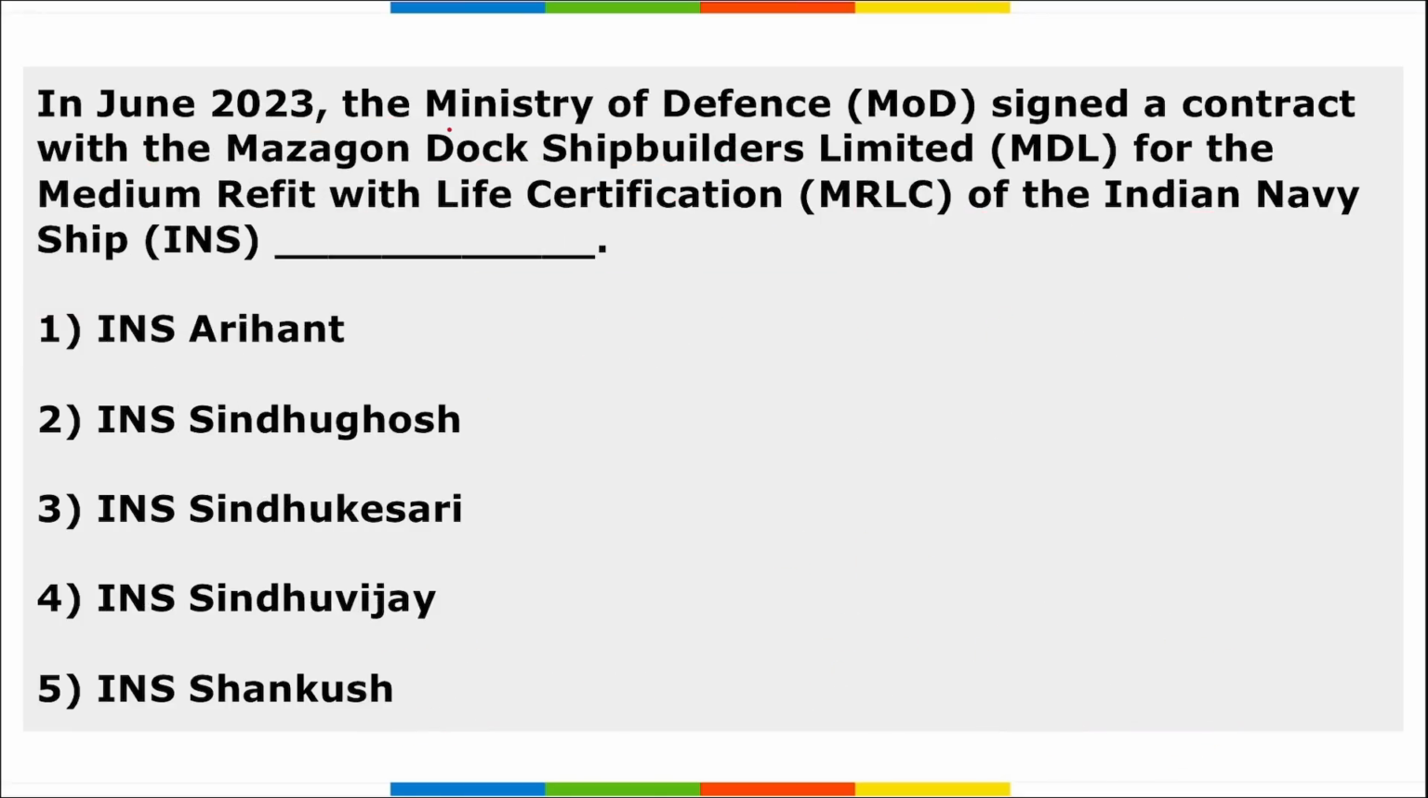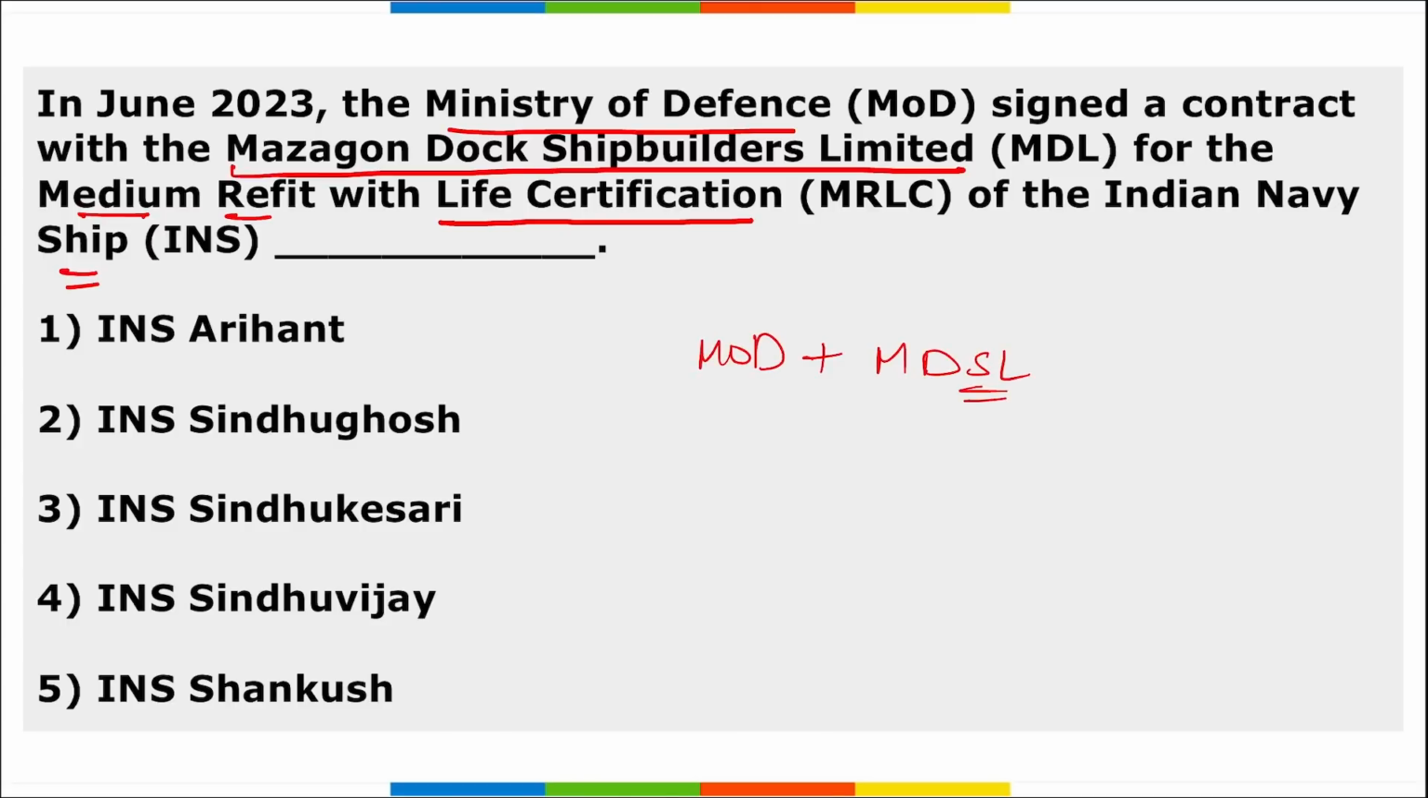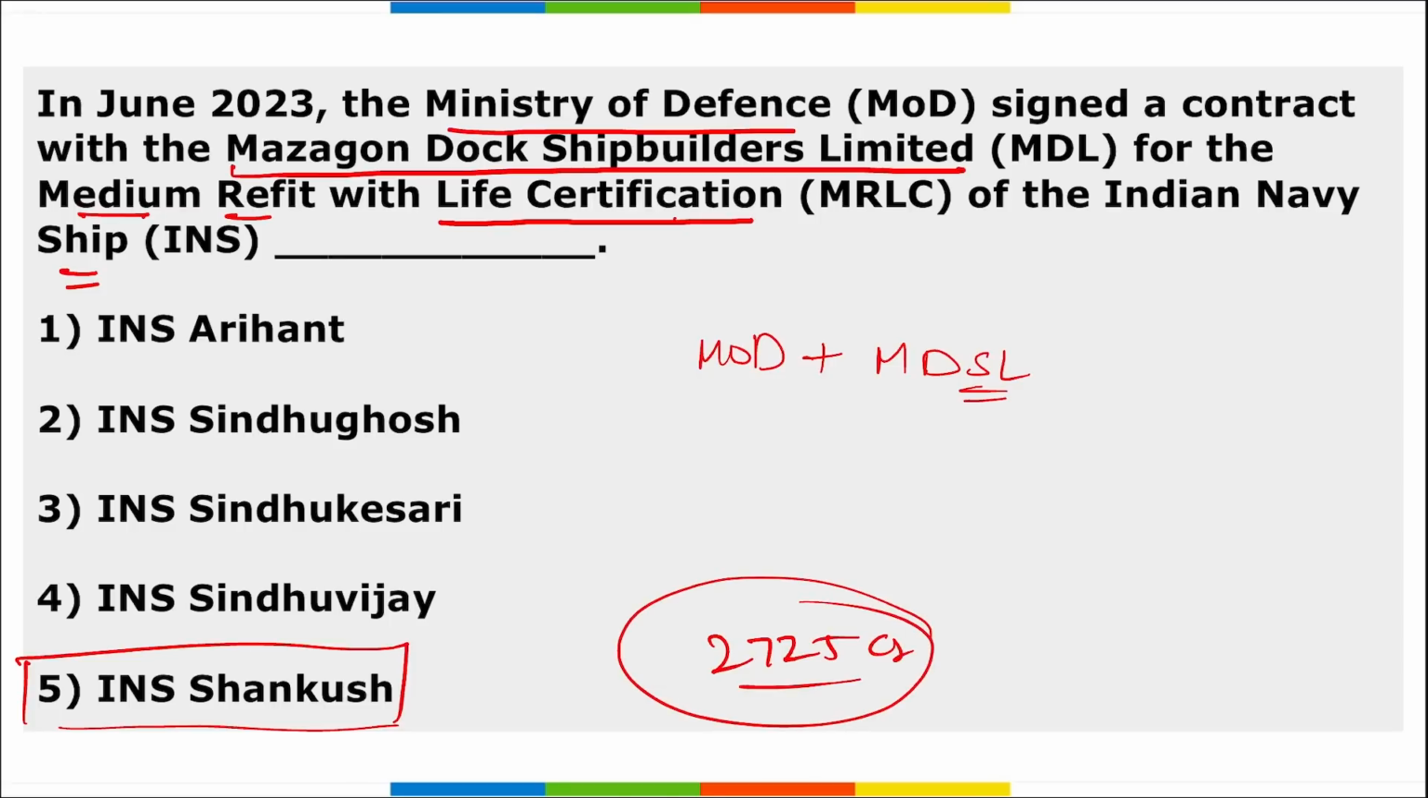Next, in June, the Ministry of Defence signed a contract with Madgaon Dock Shipbuilders Limited for the medium refit and life certification of the Indian naval ship INS Sankush. So remember, it is your Ministry of Defence. The cost of the overall contract is 2,725 crore rupees, and the delivery of the submarine post MRLC will be in 2026.